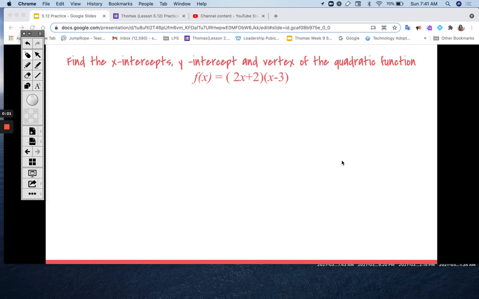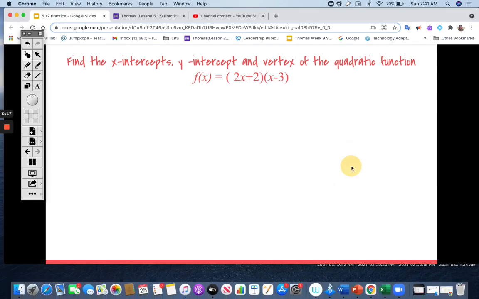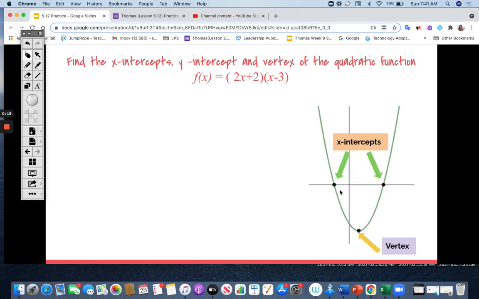So this question says we're to find the x-intercepts, y-intercepts, and vertex of the quadratic function in factored form. f(x) is equal to (2x + 2)(x - 3). I like making a sketch of the graph, so I don't need to know the points, but I know where my x-intercepts occur, I know where my vertex occurs, and I know where my y-intercept occurs.